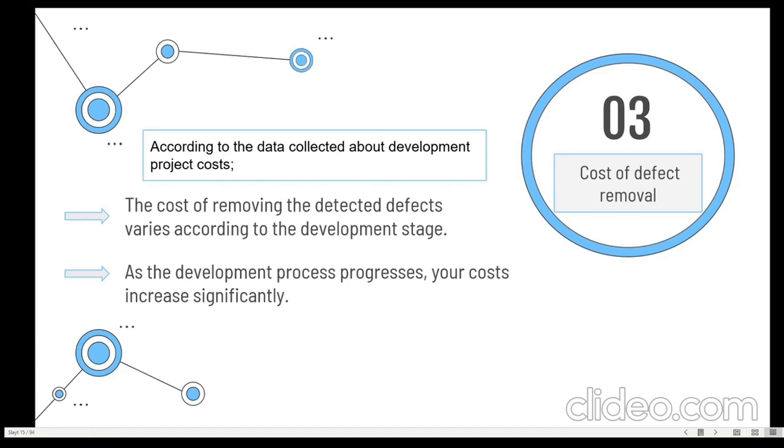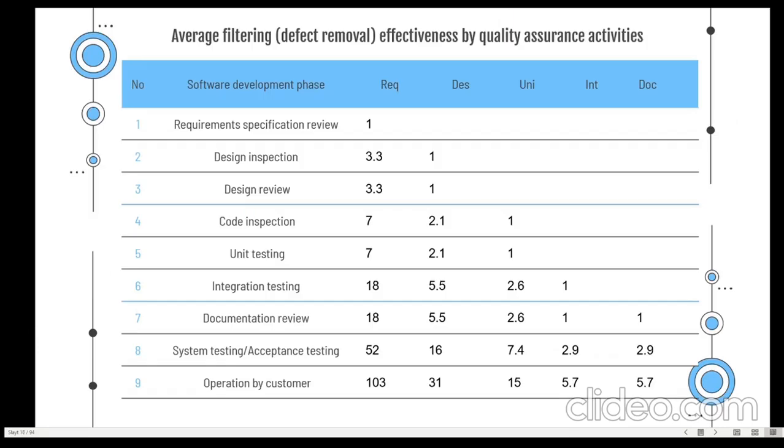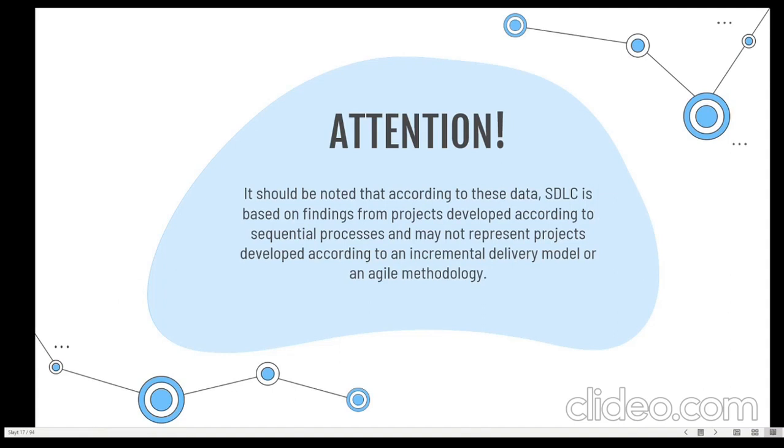And I want to draw attention to this table and this table. It should be noted that according to these data, the software development lifecycle is based on findings from projects developed according to a sequential process and may not represent projects developed according to an incremental delivery model or an agile methodology.